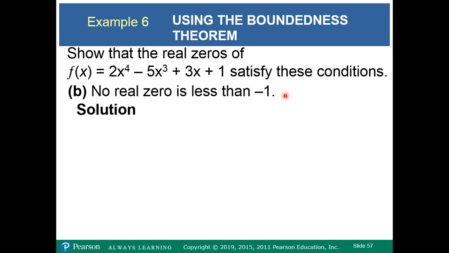Okay, now show that there's no zero less than -1. Now here C is negative, so we're going to be looking at less than. So now we're going to use x plus 1, right? x minus c. We're going to divide by x minus c again. In this case, it's going to be x plus 1. And then we're going to look at the bottom row and see if we can get alternating signs.